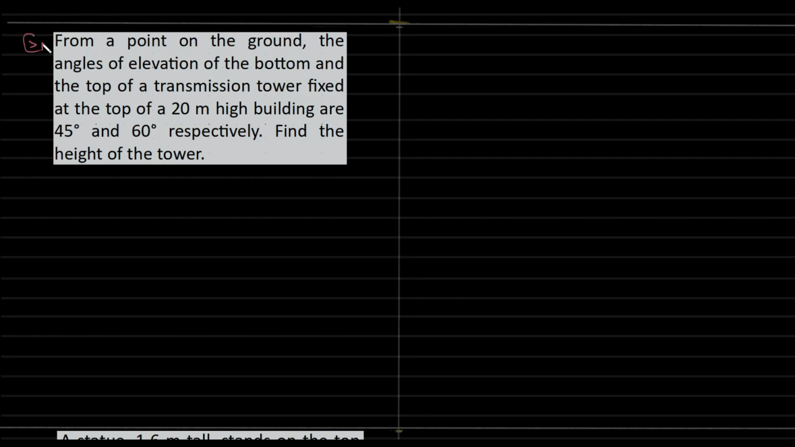From a point on the ground, the angle of elevation of the bottom and top of a transmission tower fixed at the top of a 20-meter high building are 45 degrees and 60 degrees respectively. Find the height of the tower.